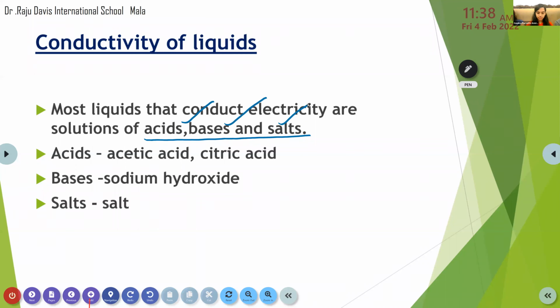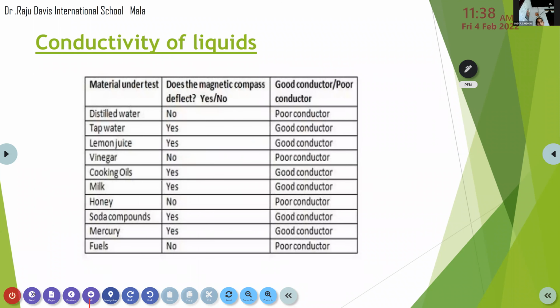If a liquid other than water conducts electricity, it contains either some acid, or some base, or some salt. That time only it conducts electricity. Clear? Yes, ma'am. So this column, this box, is it clear? Yes, ma'am. Okay.